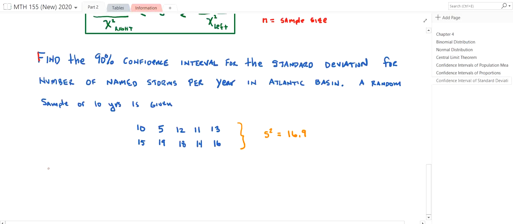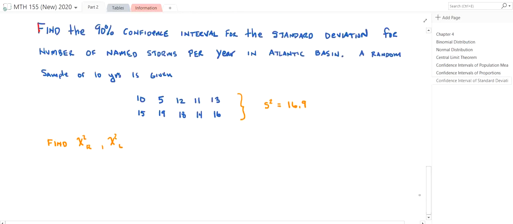Okay, the next thing we're going to do is we want to find our chi-squared values, our chi-squared right and our chi-squared left. So remember that in general this is going to be a skewed distribution. So we've got the chi-squared left and the chi-squared right. This is a 2 up here. Chi-squared left, chi-squared right.